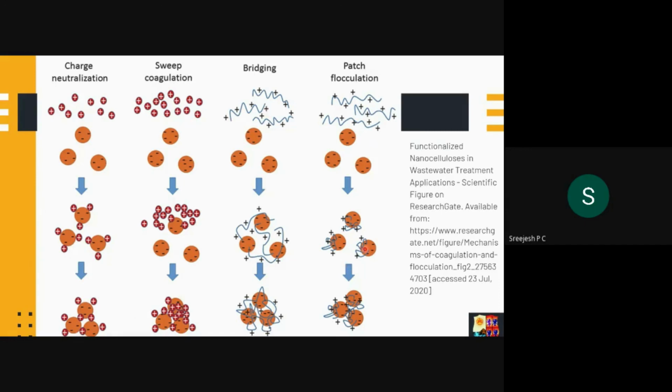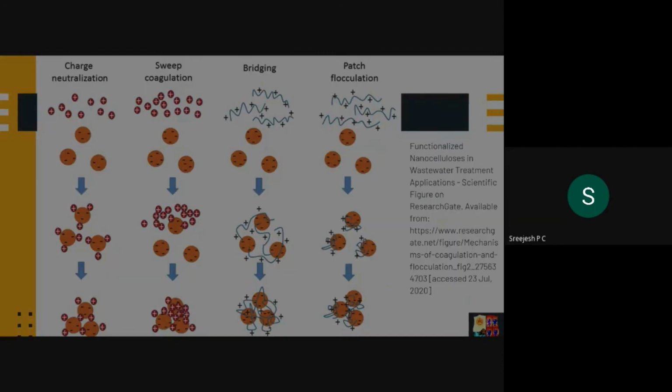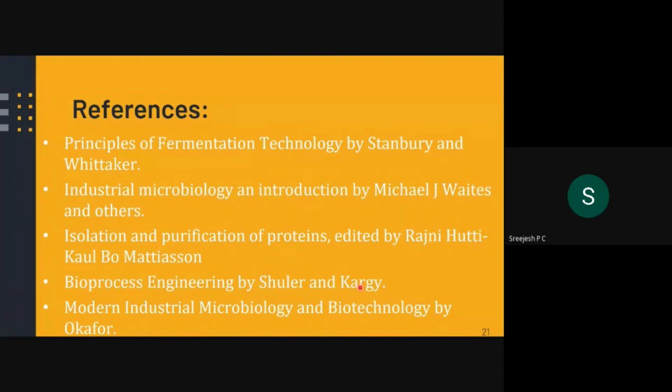These are the hypotheses discussed in this particular research article, where they use functionalized nanocellulose in wastewater treatment. You can read more from this research article, which is available on ResearchGate, and you'll get more detail. These are the references. For further reading, you can use any of these textbooks. A few web references have also been used, which are already mentioned in the slides, where we might have seen the image courtesies.